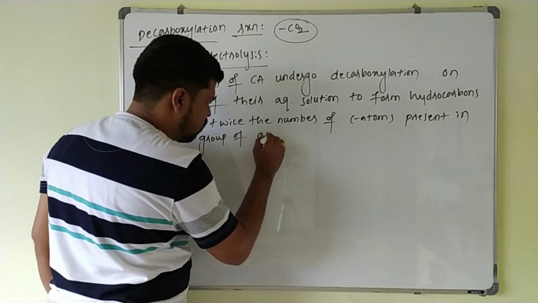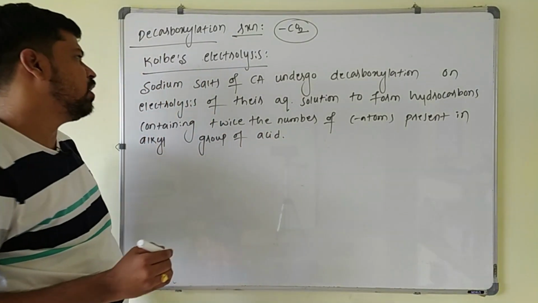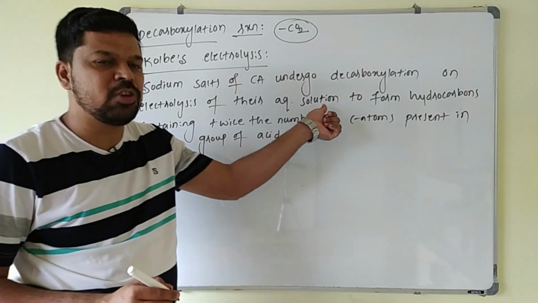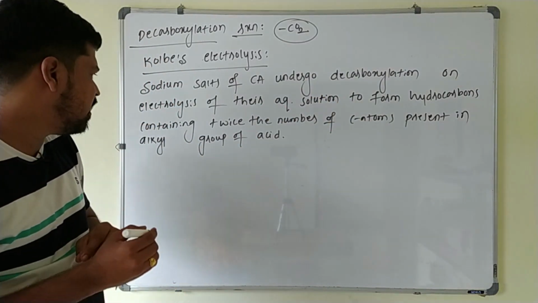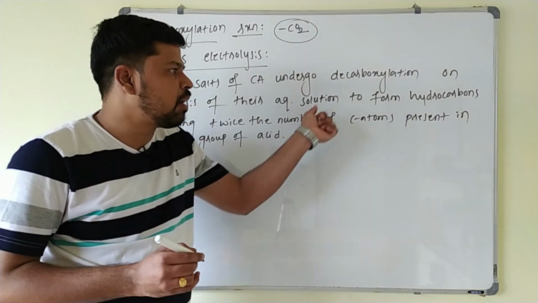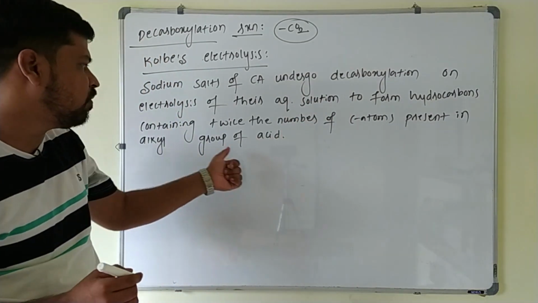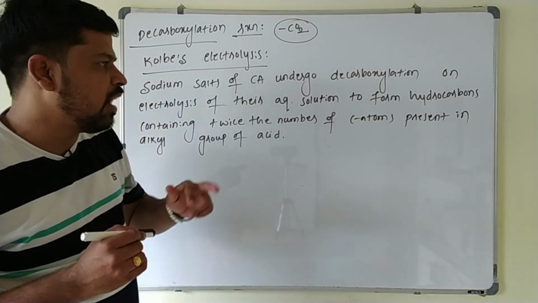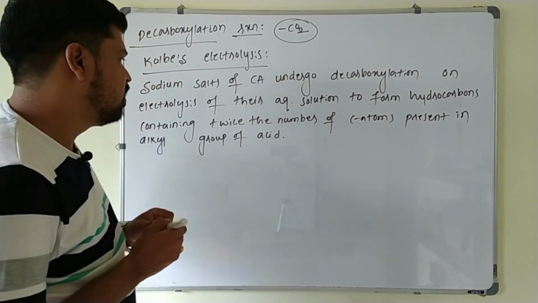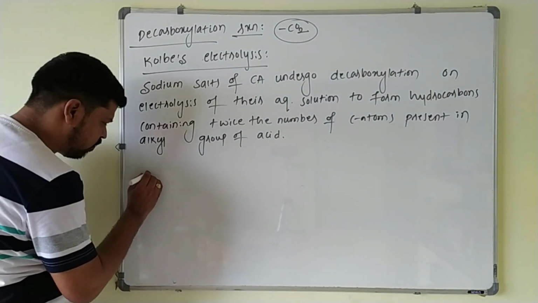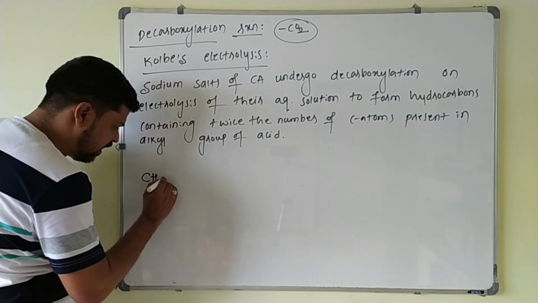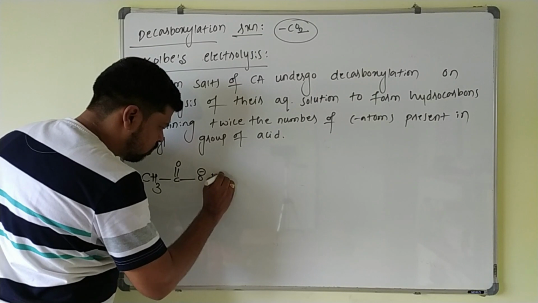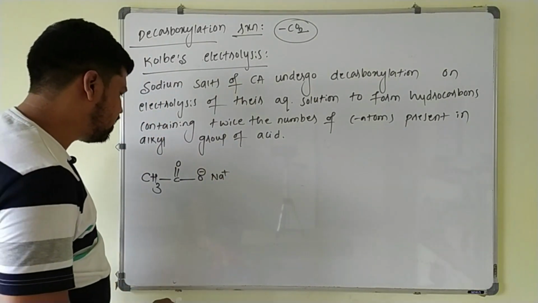of acid. So here again the sodium salts of carboxylic acid, they will undergo decarboxylation on electrolysis of their aqueous solution to form the hydrocarbons. But here the thing is, they contain twice the number of carbon atoms present in the alkyl group of the acid here. Suppose alkyl group of the acid contains one carbon atom, then the alkane formed will be of two carbon atoms here. So here we will take electrolysis of sodium salt of acetate, CH3COO- Na+. Aqueous solution means water is also there here.